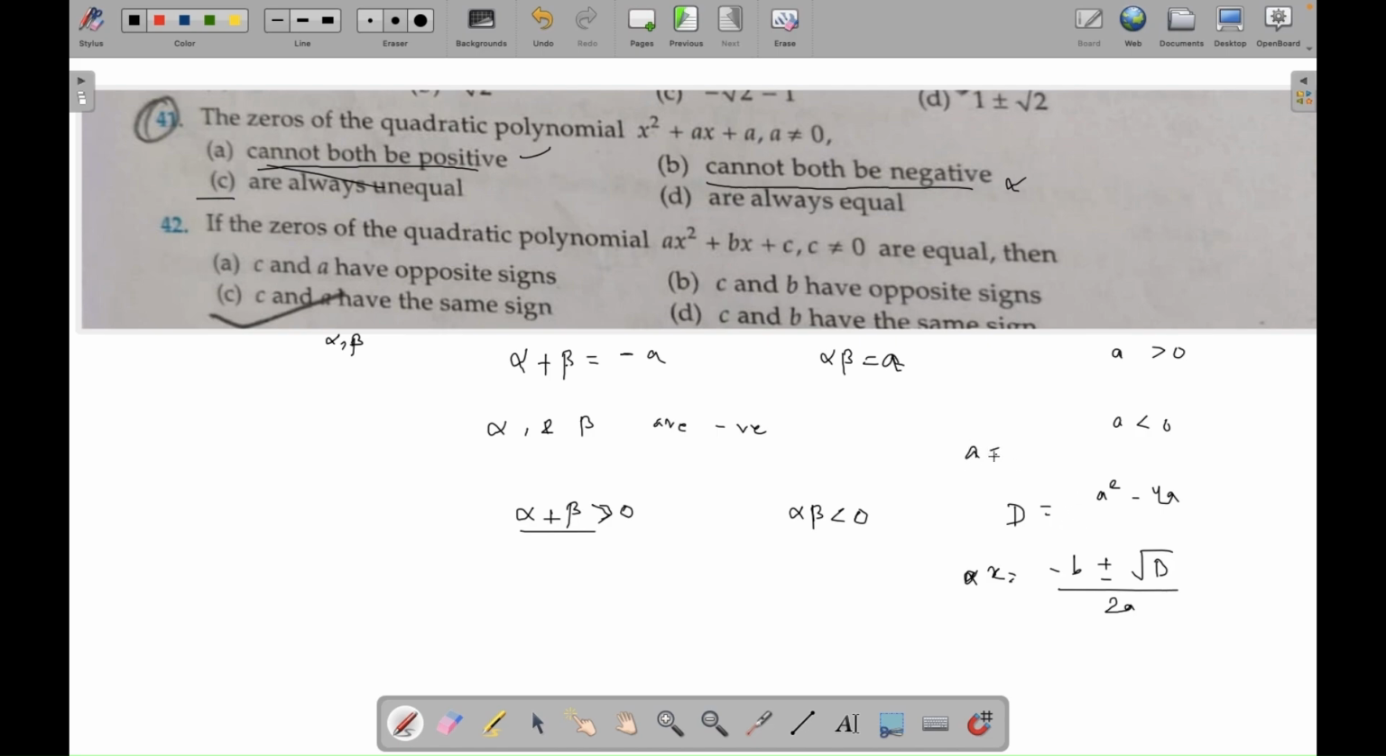It can be 0 when a is 0 or 4. Other than this, it can be non-zero. So we cannot say that it is always unequal because we just proved that there are two values for which the roots are equal. And we also cannot say that they are always equal because there are only two possible values of a for which they are equal.